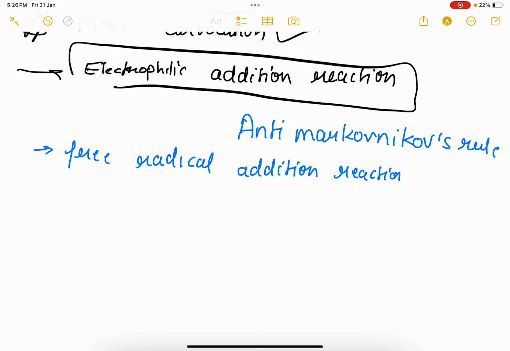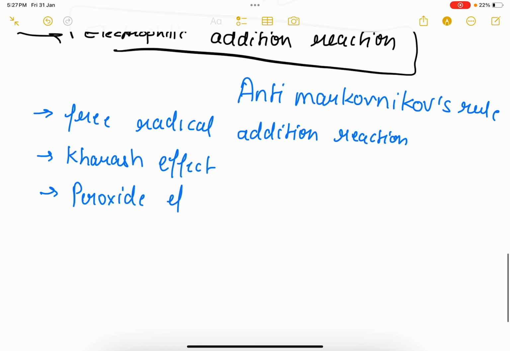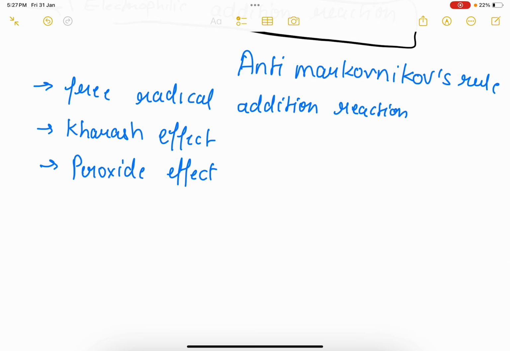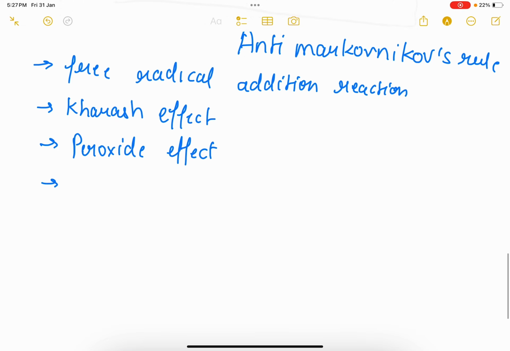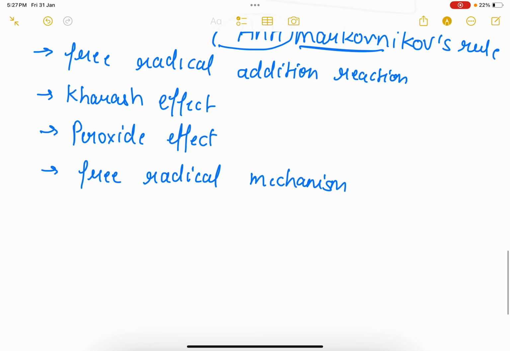Okay, so this is also called the Kharasch effect or peroxide effect. Anti-Markovnikov rule is also called the Kharasch effect or peroxide effect. And this reaction follows a free radical mechanism. So let's talk about what the anti-Markovnikov rule is. The opposite of Markovnikov is the anti-Markovnikov rule.